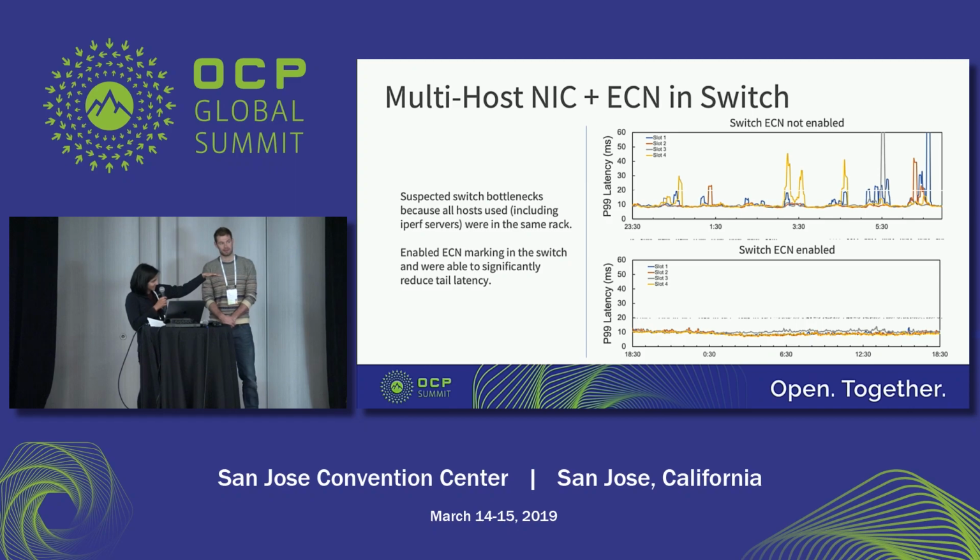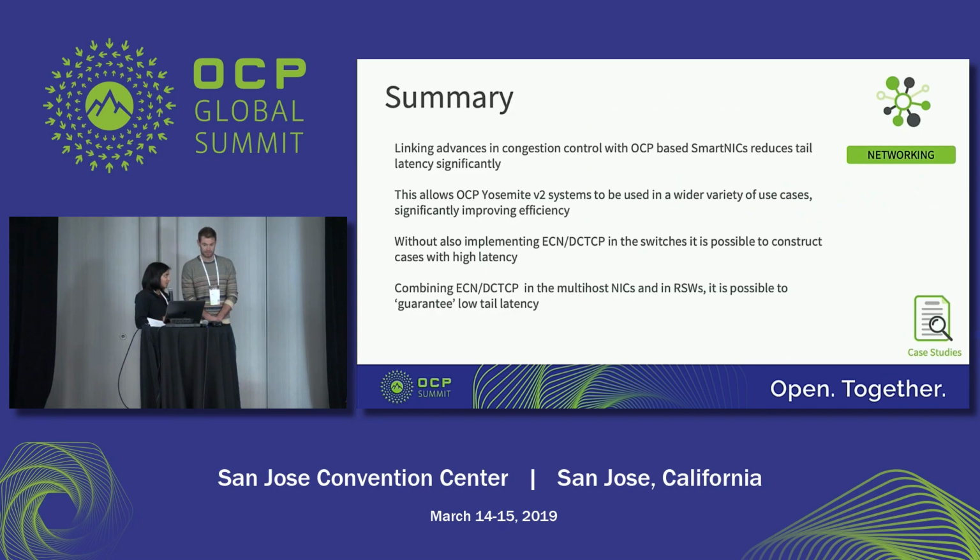And that dashed line at the 20 mark is the SLA. So we were able to reduce the P99 latency, and it's consistently meeting the 20 millisecond SLA in the same exact test setup. So in summary, what we found is that we can link congestion control advances and SmartNICs to reduce our tail latency significantly, which is helpful because it allows us to apply Yosemite v2 systems and flash disag to a wider variety of use cases, including latency-sensitive applications.